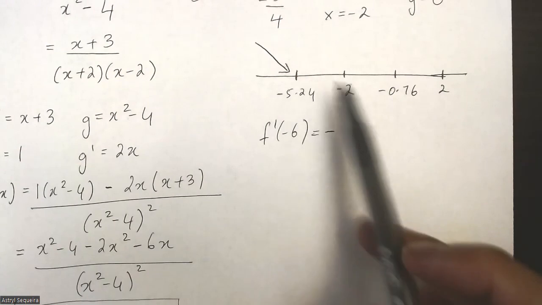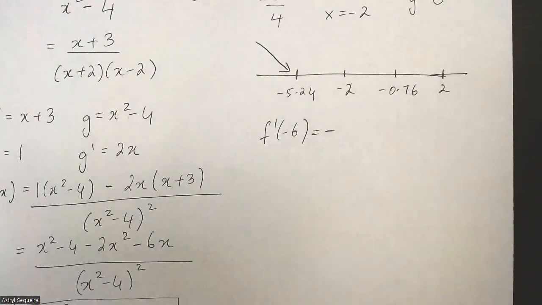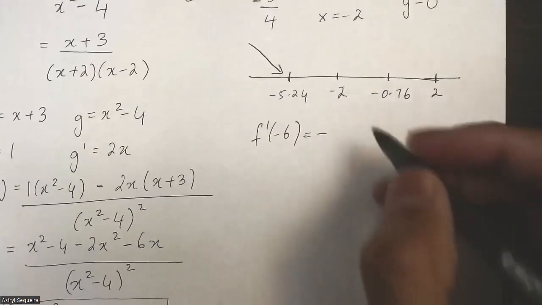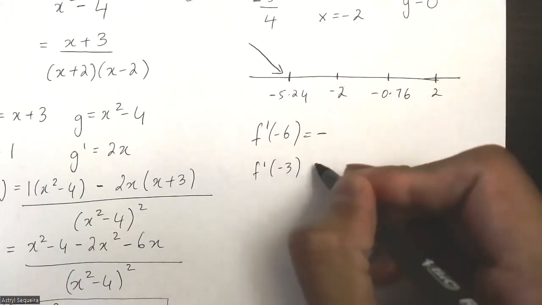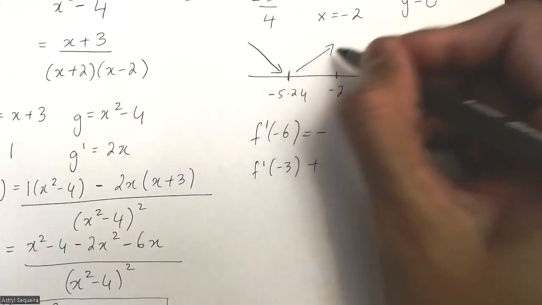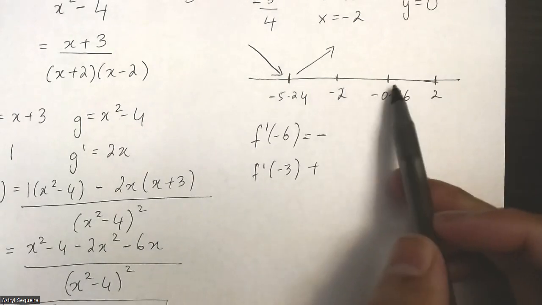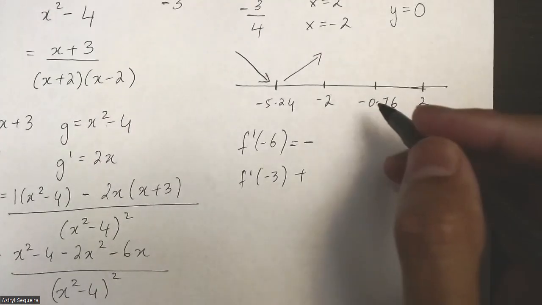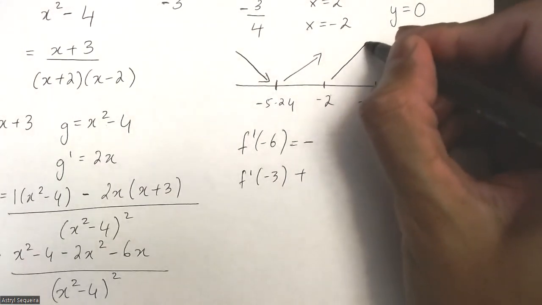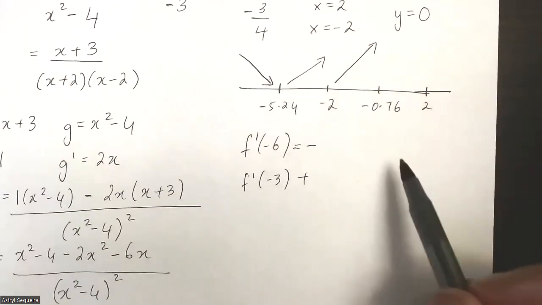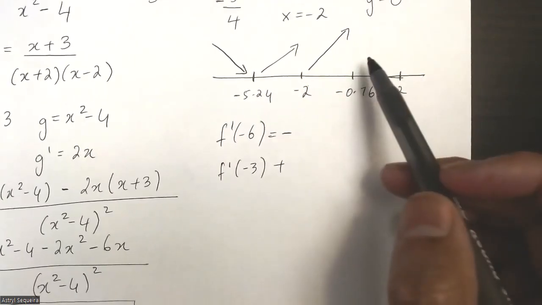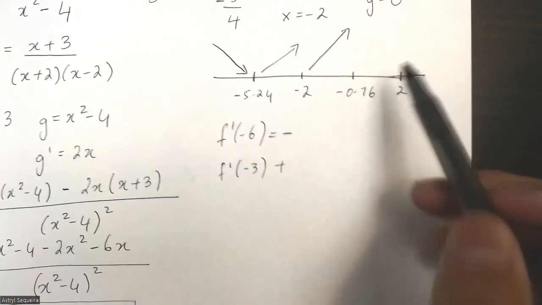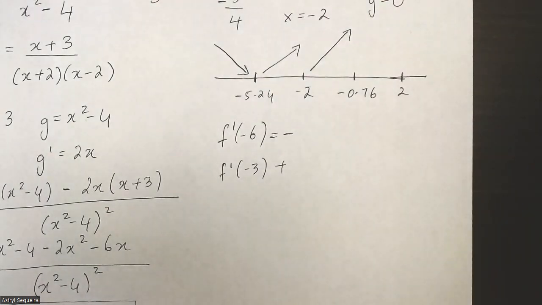Next, I'll sub in a value between these two, which is -3. And if I sub in -3, I get a positive value. So that means this is increasing over here. Next, I'll sub in a value between these two. I'll sub in -1. I get a positive value again, which means it's increasing again. But this is an asymptote, so don't have to worry about that. And then I'll sub in 0 for this. Actually, I'll sub in +1.